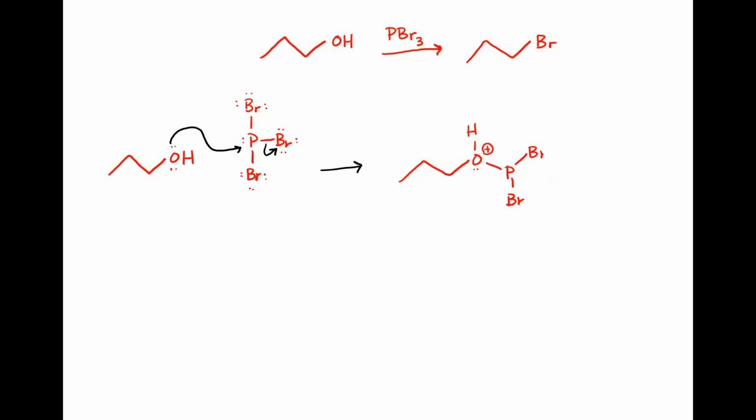So we'll draw what we formed. Now we have a good leaving group, right, where the oxygen can leave, and we've kicked out bromide, so it's in solution. So now again, since the alpha carbon is unhindered, we can have an SN2 reaction. And this is the leaving group. So let's see what we've formed here.